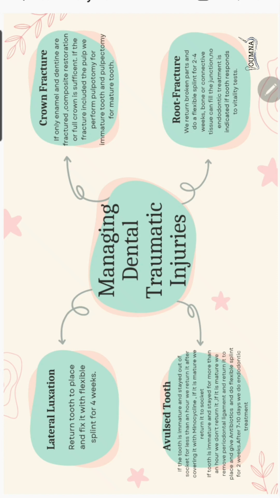Avulsed tooth. If the tooth is immature and stayed out of the socket for less than an hour, we return it after covering it with minocycline. If it is mature, we return it also to the socket. If the tooth is immature and stayed out for more than an hour, we do not return it. If it is mature, we remove the periodontal ligament and return it to place, give antibiotics, and do a flexible splint for 2 weeks. After 7 to 10 days, we do endodontic treatment.